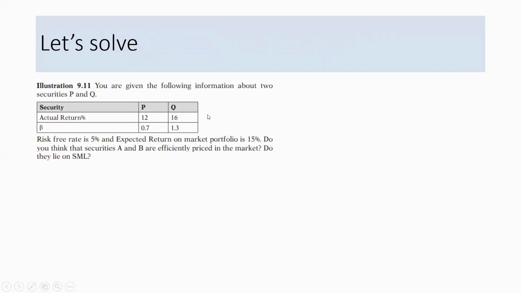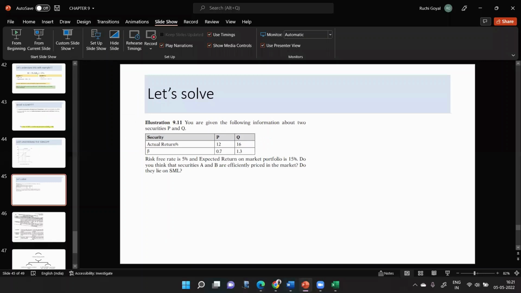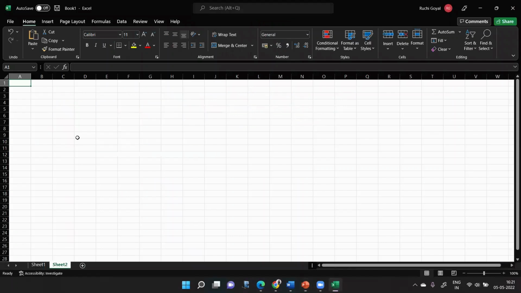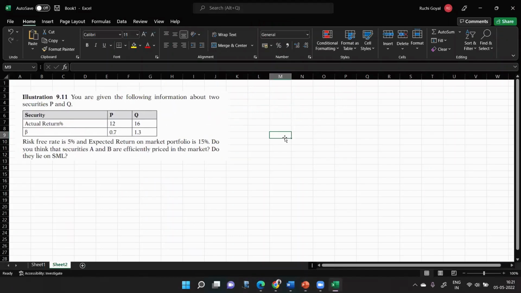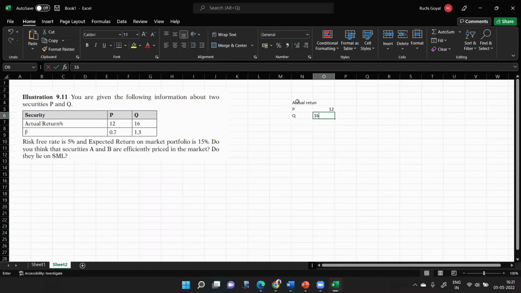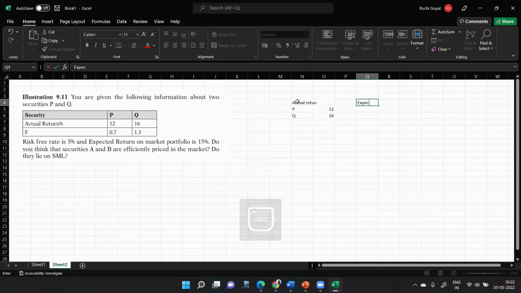Now let's understand this question. This is very easy. Risk free asset is 5%. Let's do it on an Excel. Okay, now it says the actual return of security P and security Q is 12 and 16. ये तो हम बाद में देख लेंगे, पहले हम निकाल लेते हैं expected return कितना, उसी से हम compare करेंगे जब भी पता चलेगा, ठीक है.